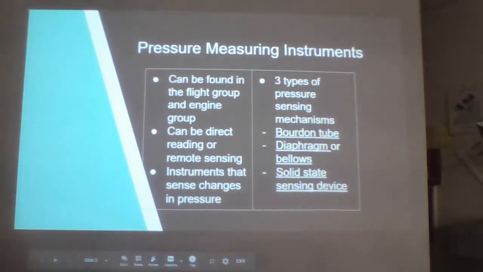So pressure measuring instruments. These instruments can be found in the flight group and engine group of the aircraft. Remember, we have flight, engine, and navigation. So pressure measuring we're using in the flight group of instruments and the engine group. We also can get direct readings or remote sensed readings from these instruments. So you guys will need to look up what the difference is between those. These instruments can sense changes in pressure, hence the name pressure sensing instruments.